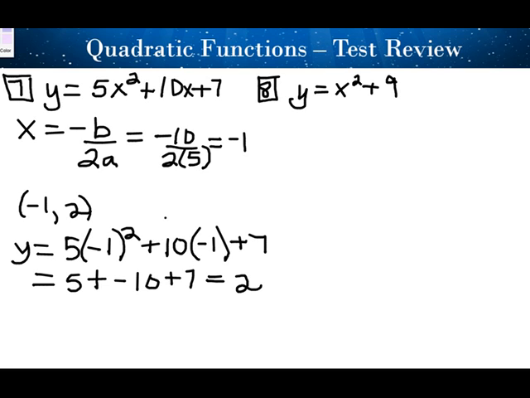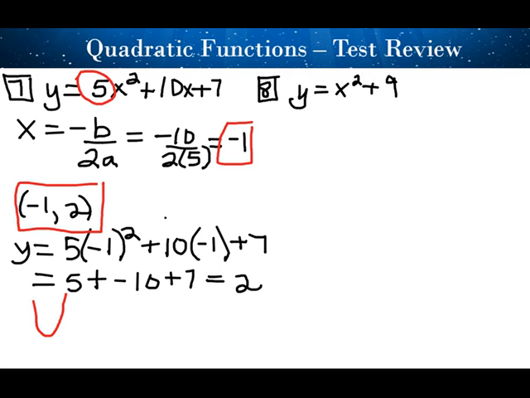So at this point, I have my axis of symmetry, which is x equals negative 1. I have my vertex, which is negative 1, 2. And the other question this is asking is, does it have a maximum or minimum? Because there's no negative sitting in front here, I know that this parabola is facing upward, and so it has a minimum because this is as far down as it's going to go. So the answer is that it is a minimum.